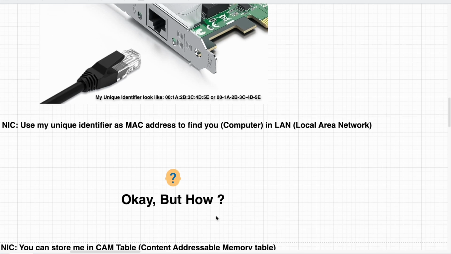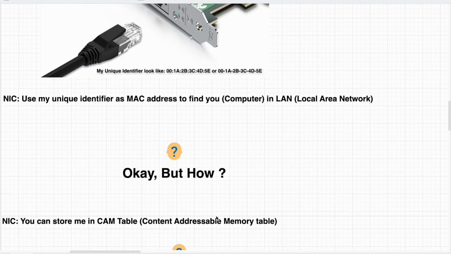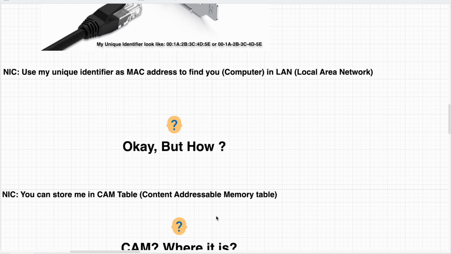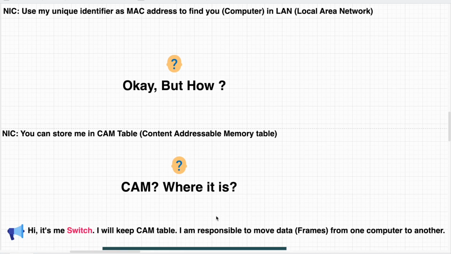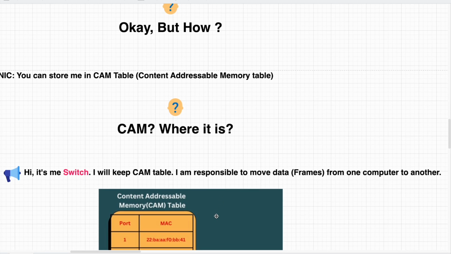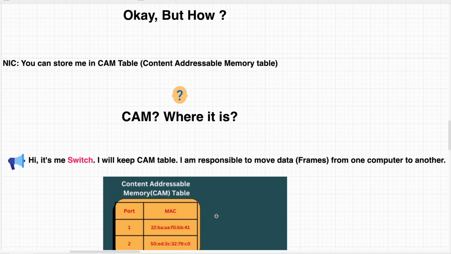Okay, but how? The NIC is saying you can store me in the CAM table, that means content addressable memory table. What is it? CAM, where is it? Then the switch comes into the picture. Hi, I am the switch. I will keep the CAM table.